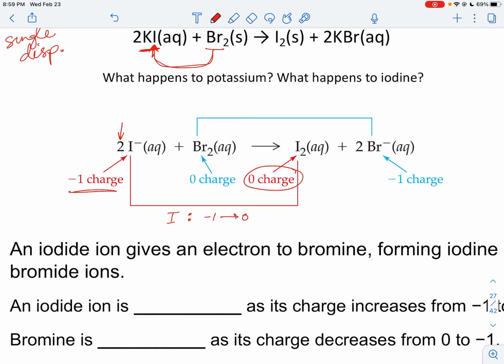Is this an increase or a decrease? And that should be a simple answer for you. This is an increase, okay? So to increase in charge, do you gain electrons or lose electrons? Remember, if you're gaining electrons, you're being reduced. And here we're increasing. And so iodine is losing, we could say lost electrons. Anytime you lose electrons, this is oxidation. So iodine is being oxidized.